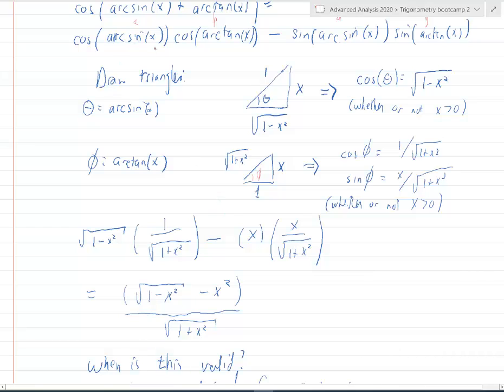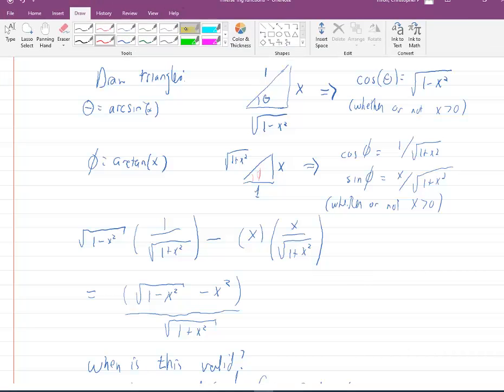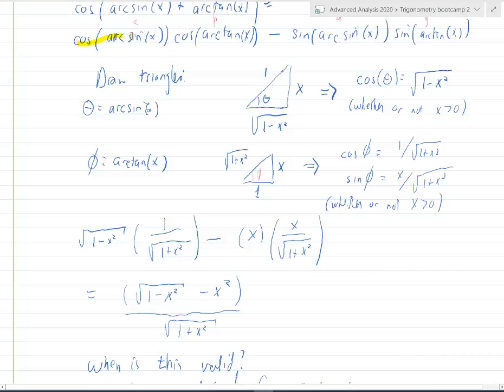Here I want theta is arcsine of x. So I want cosine of theta, right? So let me just shade my stuff here. I want cosine, I want this here. Cosine of theta is just this, because theta is my arcsine. Then what about the other one? Well, cosine of arctangent is just this one, because my theta is my arctangent.